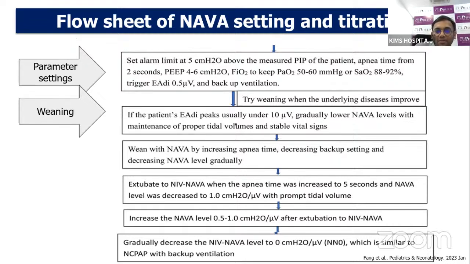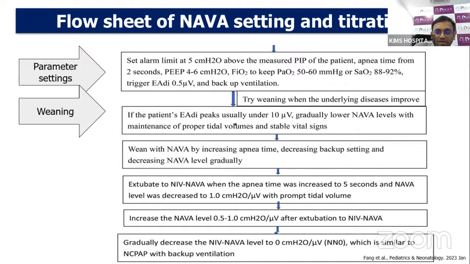Then we slowly increase the apnea time from 2 to 5. All these kinds of settings can be increased, and we also decrease the backup settings, and then we further decrease the NAVA level. So finally, when you come to very minimal NAVA levels of 0.5 to 1 centimeters of water, we can extubate the baby directly from NAVA to NIV NAVA, and we need to increase the apnea time to 5 seconds.